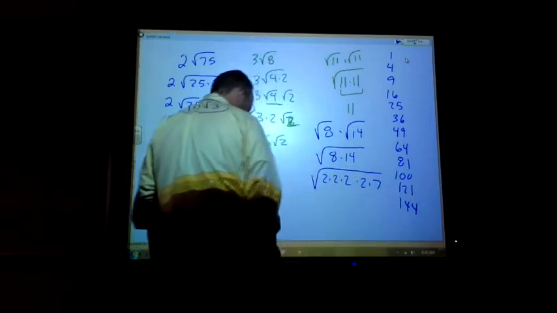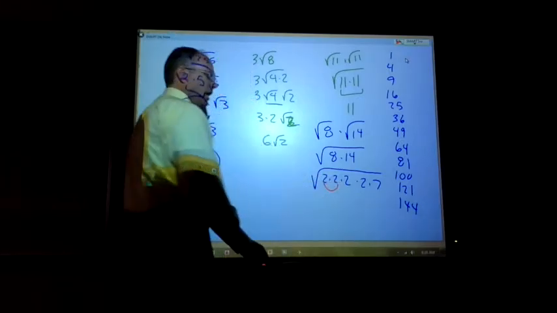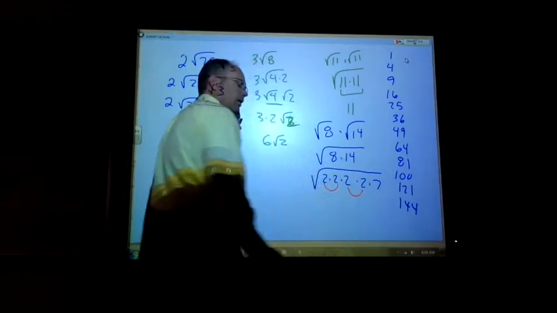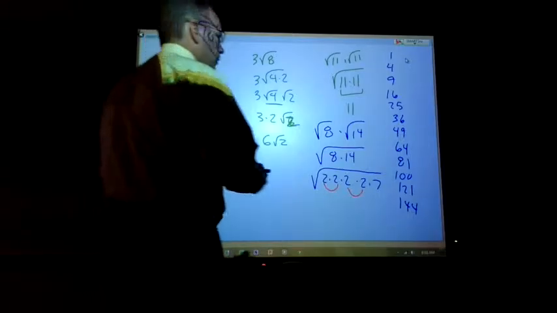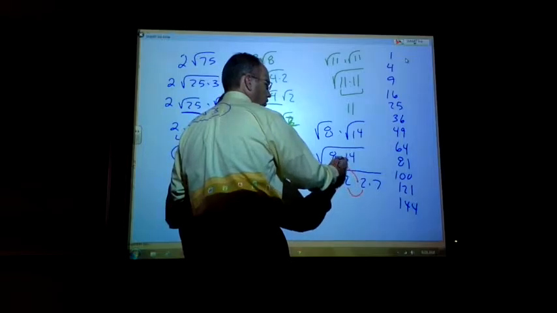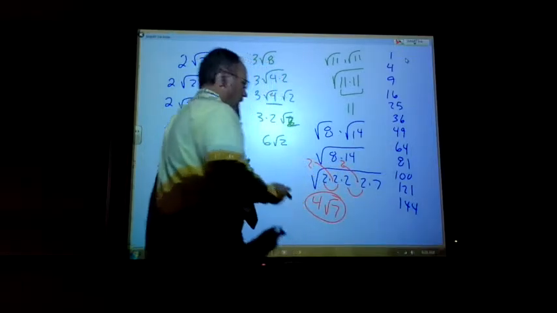So how many of a kind am I looking for? 2 of a kind. So what comes outside with that? 2. And what comes outside with that? 2. So I have a 2 and a 2 both outside. So what's outside? 4, because both those come out. The square root of this is 2, square root of this is 2. So I get 4 outside and square root of 7 inside.